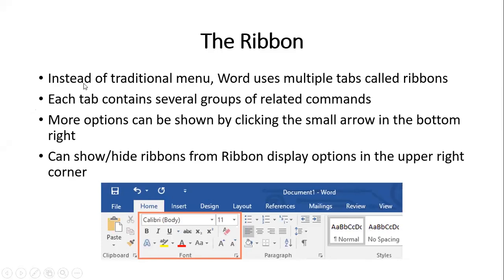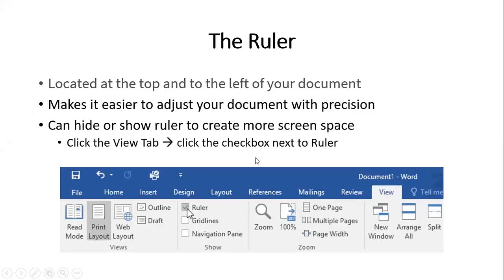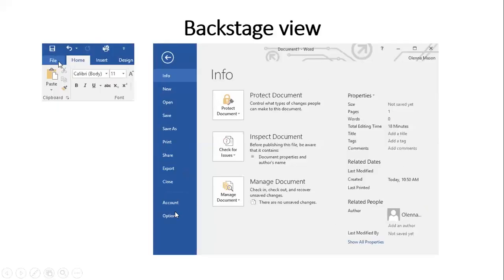So I was talking about the ribbon. The ribbon is what? Instead of a traditional menu, now Word is using multiple tabs. So that is the ribbon. There are multiple tabs, and every tab has its own commands. So we just spoke about that. Then I showed you the ruler as well. You can show the ruler, or you can decide not to show the ruler. If you want to type and want to get a bigger space, you can just clear the ruler and then type. But if you want to do certain operations with the ruler, then it means that the ruler has to show. Then I just spoke to you about the backstage. So this is the backstage view.